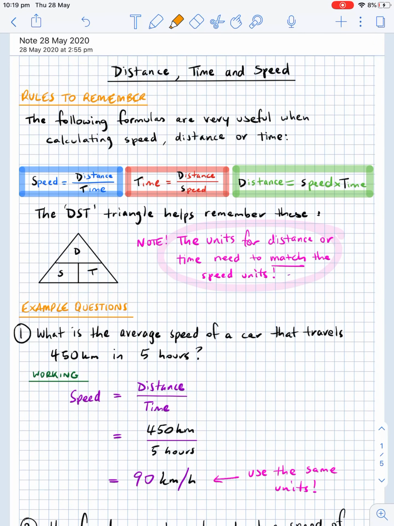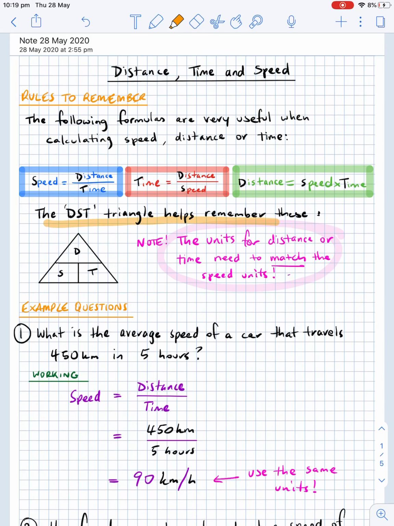Hi guys, for today's lesson we're going to be dealing with distance, time and speed. First up, some rules to remember. The following formulas are very useful when calculating speed, distance or time. These are our three formulas. Speed is equal to distance over time, time is equal to distance over speed, and distance equals speed multiplied by time.